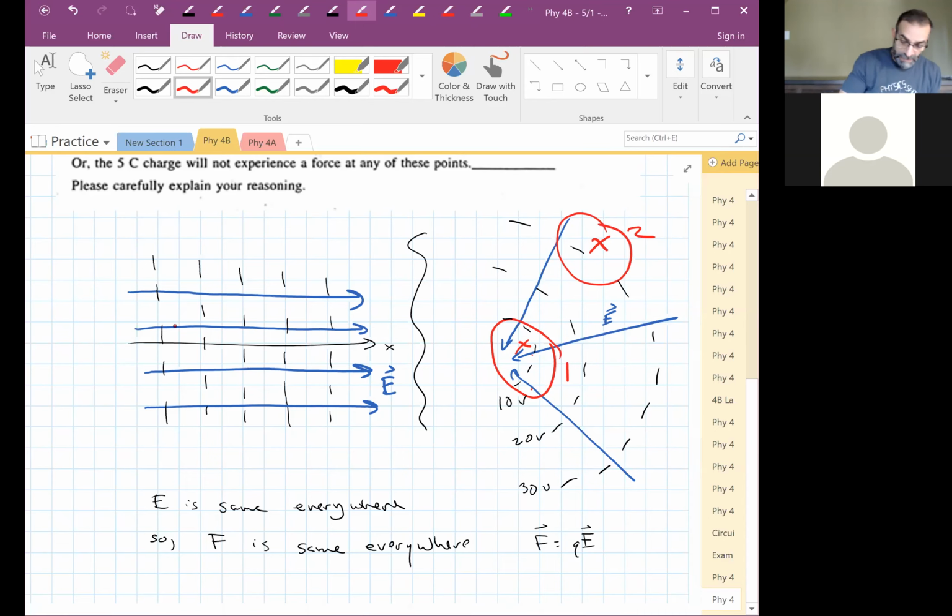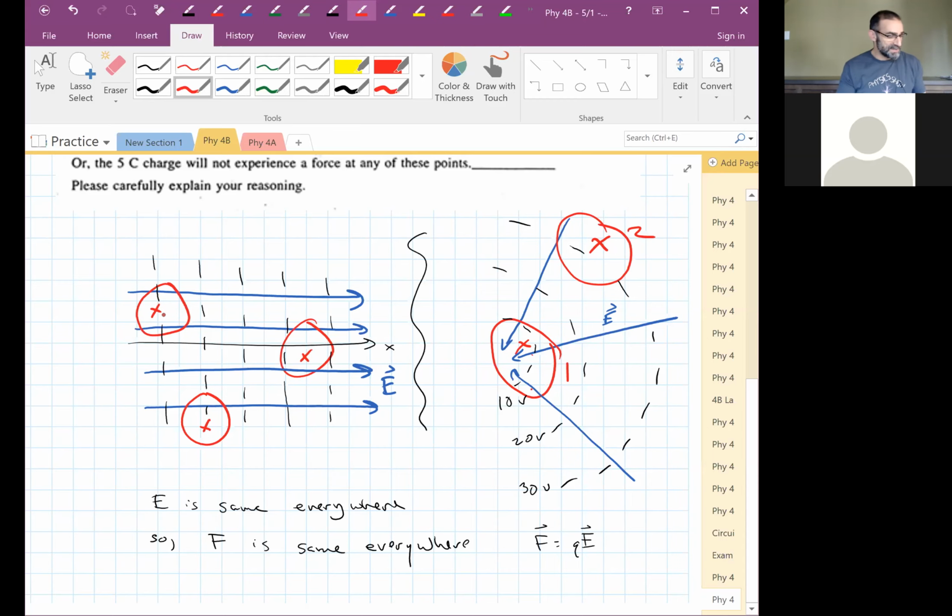But over here, I draw a circle, and I draw a circle over here, and I draw a circle over here. They all have the same density of field lines. Doesn't matter if I put the charge there or there or there. The force is the same regardless. Okay.